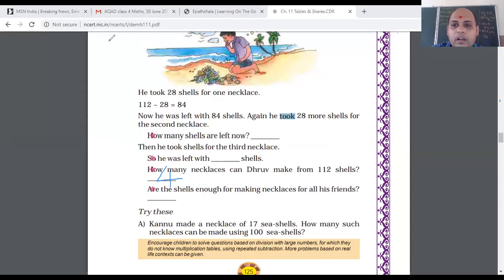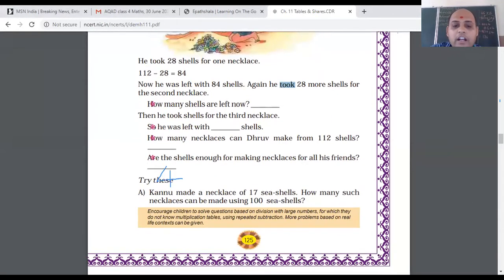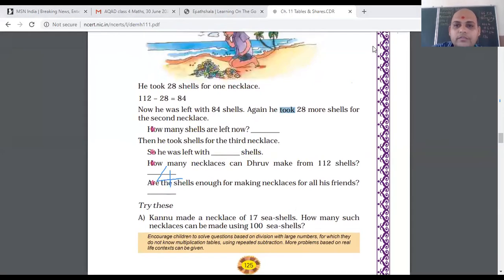Okay? All right. Now, try this. Kanu made a necklace of 17 shells. How many such necklaces can be made by using 100 shells?